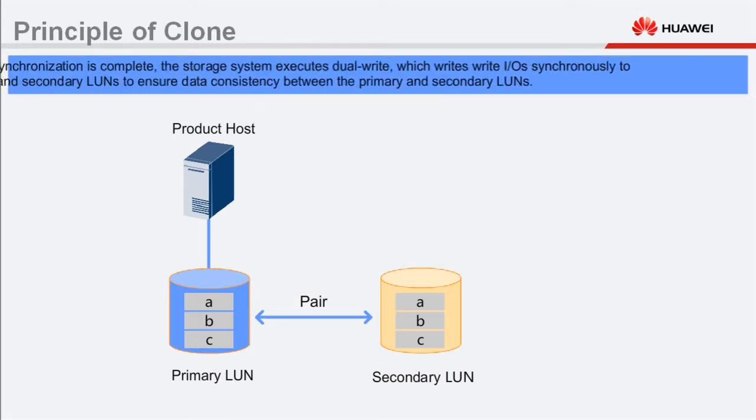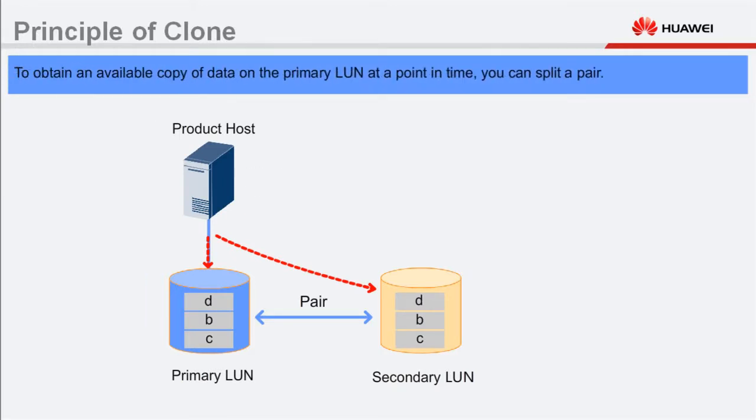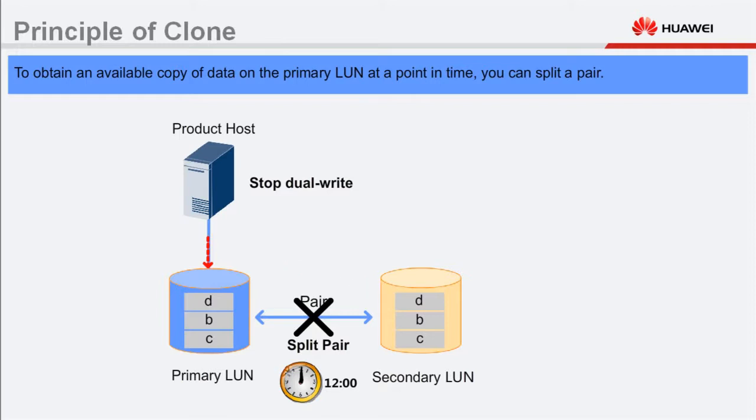After initial synchronization is complete, the storage system executes dual write, which writes IOs synchronously to the primary and secondary LUNs to ensure data consistency between the primary and secondary LUNs. To obtain an available copy of data on the primary LUN at a point in time, you can split a pair. Splitting stops dual write between the primary and secondary LUNs. After a pair is split, write IOs to the primary LUN will no longer be written to the secondary LUN.